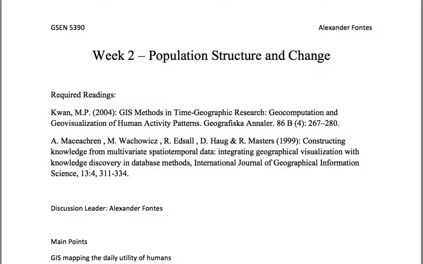And then the second one being Constructing Knowledge from Multivariate Spatiotemporal Data: Integrating Geographical Visualization with Knowledge Discovery in Database Methods, featured in the International Journal of Geographical Information Science, by A. MacEachren, M. Wachowicz, R. Edsall, D. Haug, and R. Masters. I probably should have tried that name first before this recording.